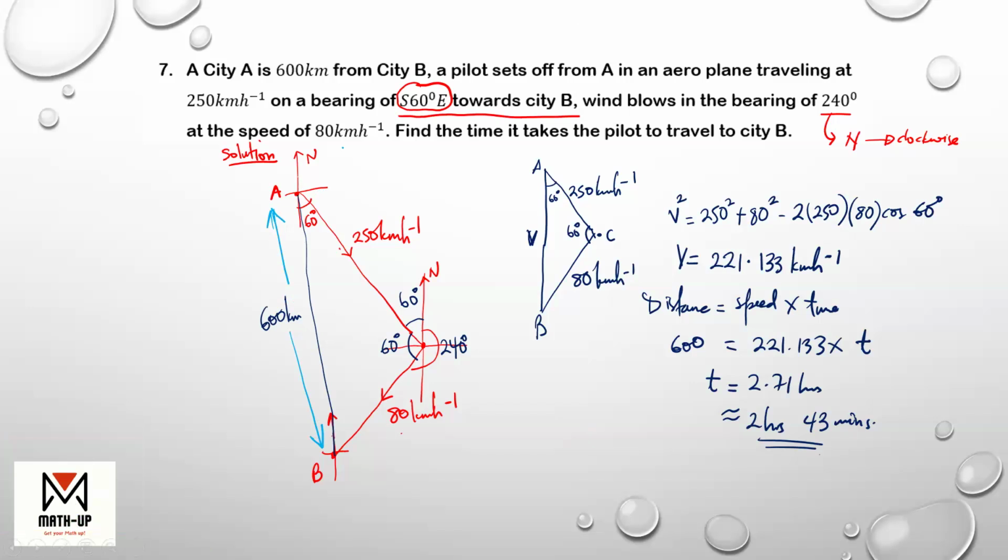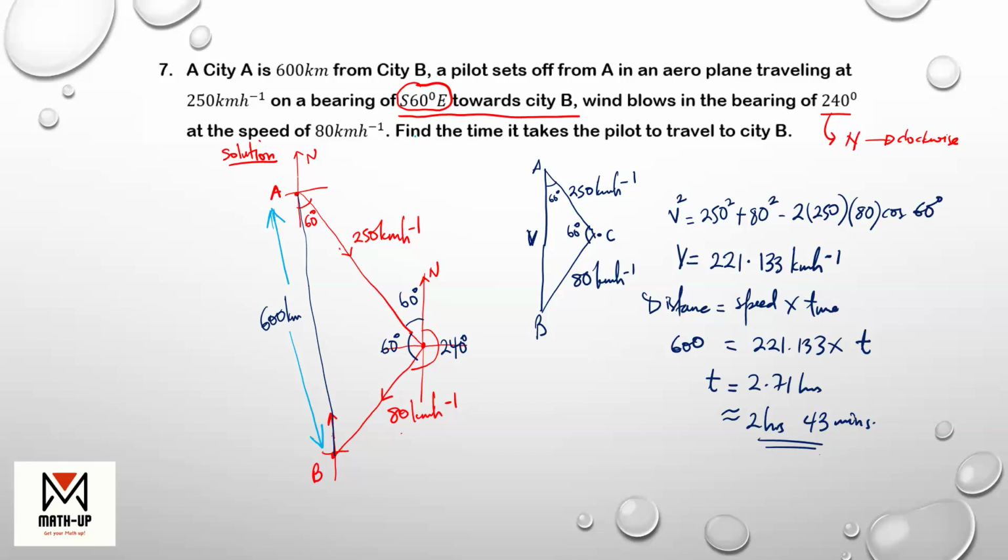Okay, let's look at the question critically. The question starts by saying a city A is 600 kilometers from city B. Then there's a comma. That's one of the statements. Then the question goes ahead to say a pilot sets off from A in an aeroplane traveling at that speed on a bearing of that towards city B. In other words, he's going towards city B, but this is how he sets off. He sets off at a bearing of south 60 degrees east. But he's heading towards B. That's what the statement means.